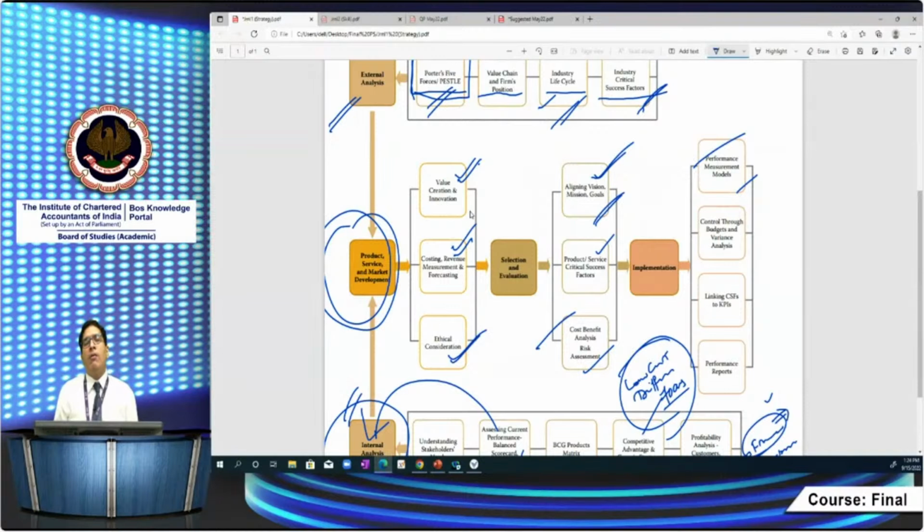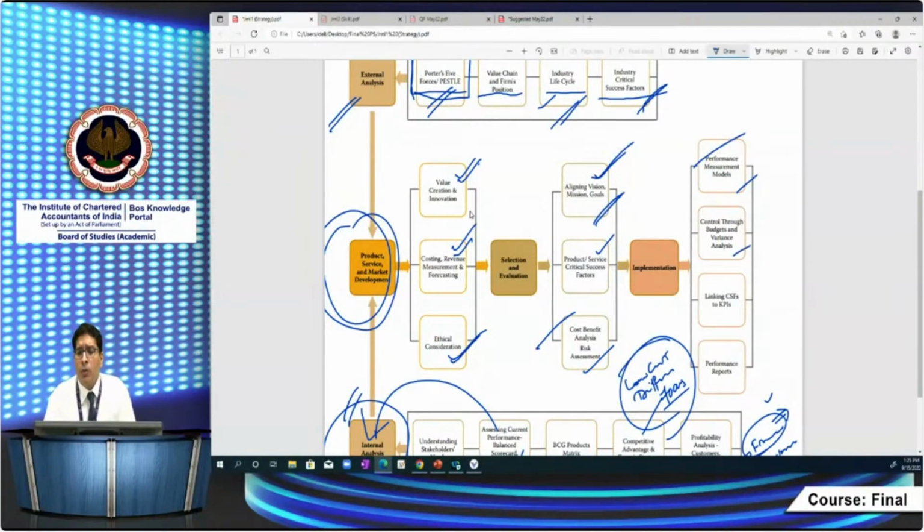And again I am saying, while drafting the solution of a question, you have to keep strategic issues or this strategic diagram in your mind. That's why I am explaining to you. It is not a strategic management paper. It is management accounting, but since it is strategic cost management, I am giving you some connectivity with strategic management concepts.